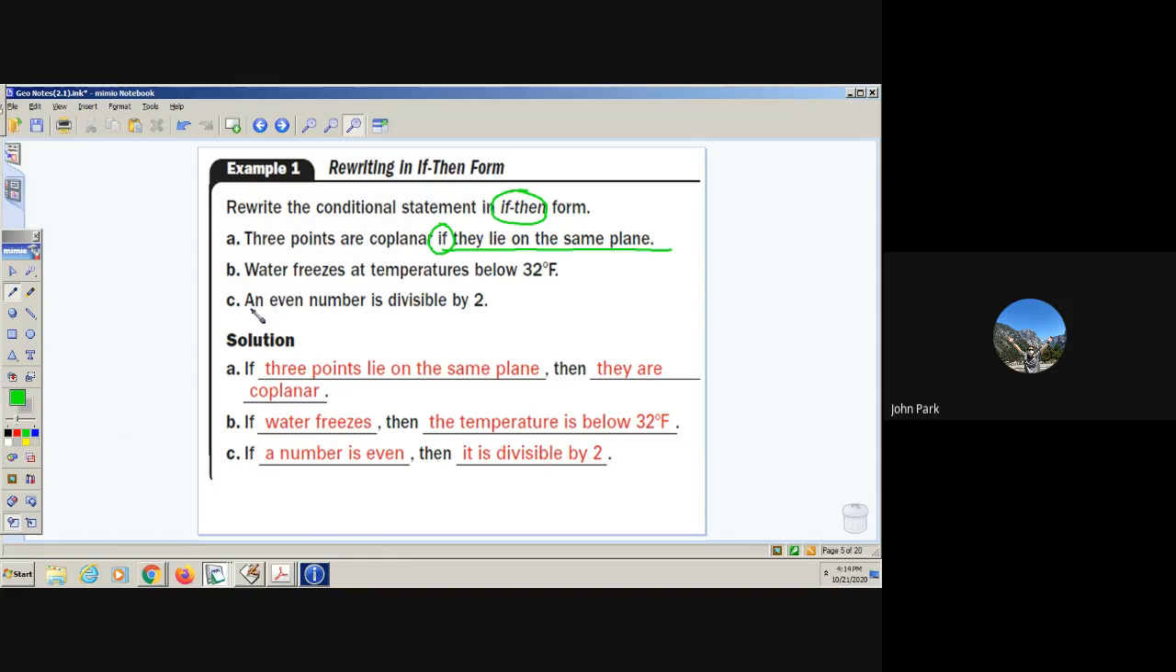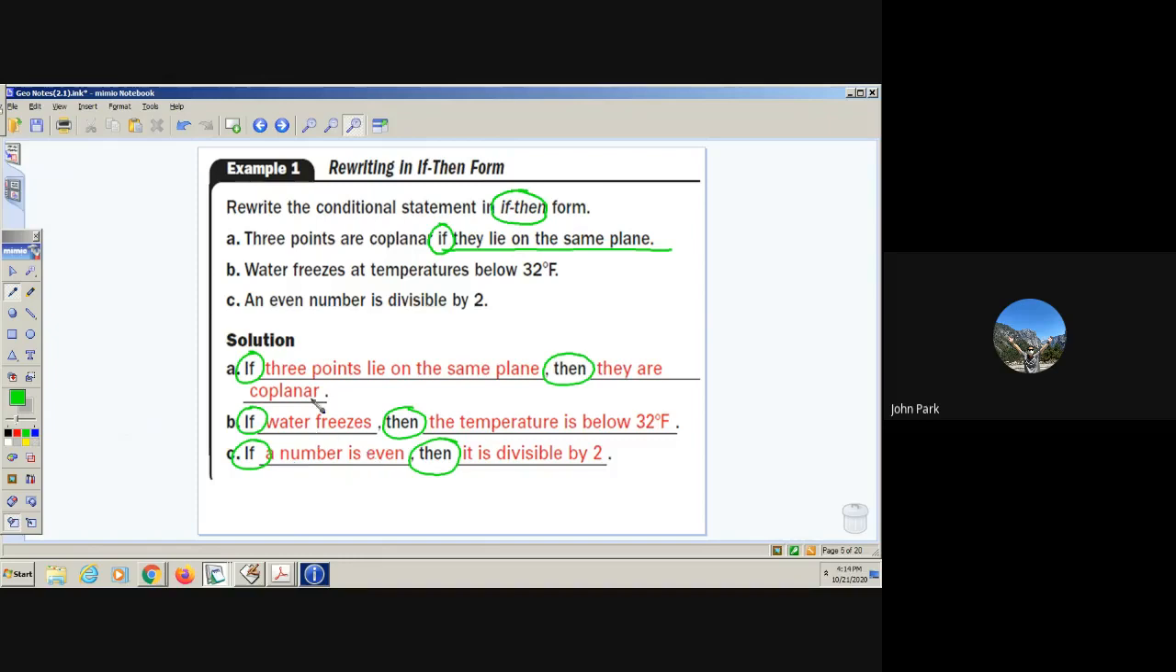So the last one here is an even number is divisible by 2. So then if you make that into a conditional statement by putting if and then, you could say if a number is even, then it is divisible by 2. So that's how you can write a conditional statement as long as you have if and then. That's what we call a conditional statement.